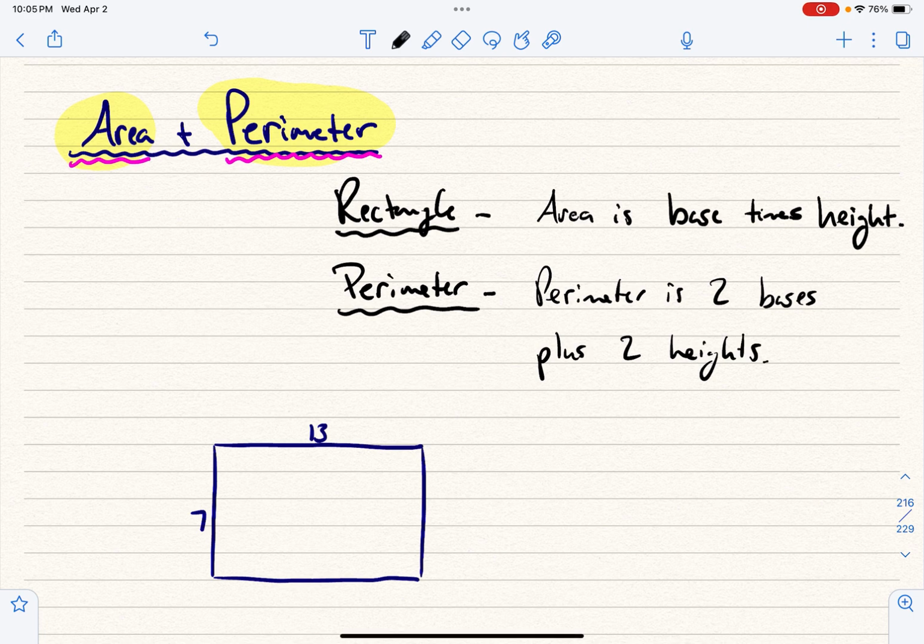All right, with that in mind, I've got this rectangle here below. It's got one side that's 7 and one side that's 13. I don't think it's going to take you long, but I would love everybody to find the area and the perimeter of that rectangle right there. We can pause the video right here and then we'll go over it in just a second.